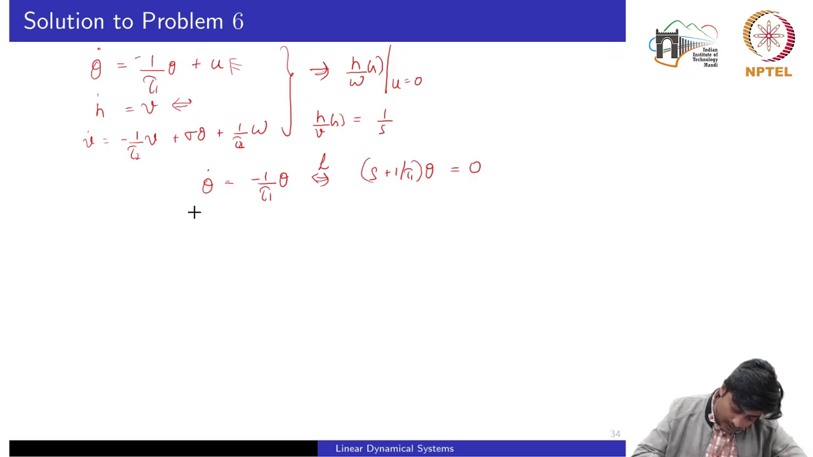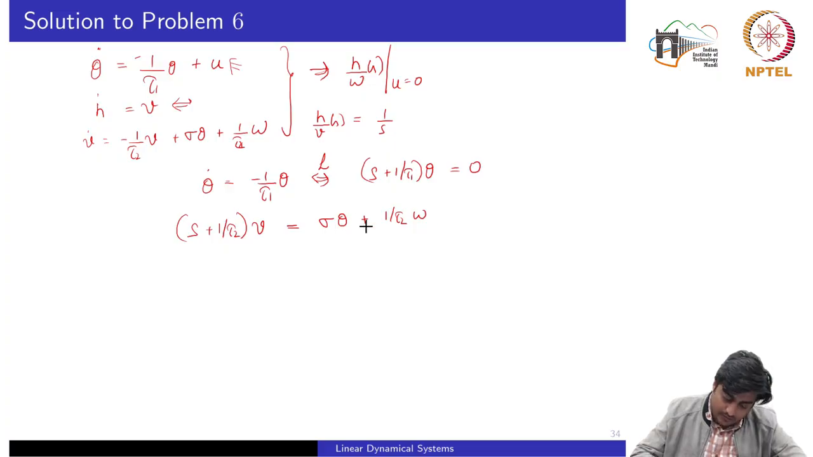Now coming back to the third equation and taking the Laplace transform, I would have s plus 1 by tau 2 v equal sigma theta plus 1 by tau 2 w. So all these variables are the function of s. So either we can use the hats symbol, which we have been using in all the demonstrations. So now we notice that s plus 1 by tau 1 into theta is equal to 0.